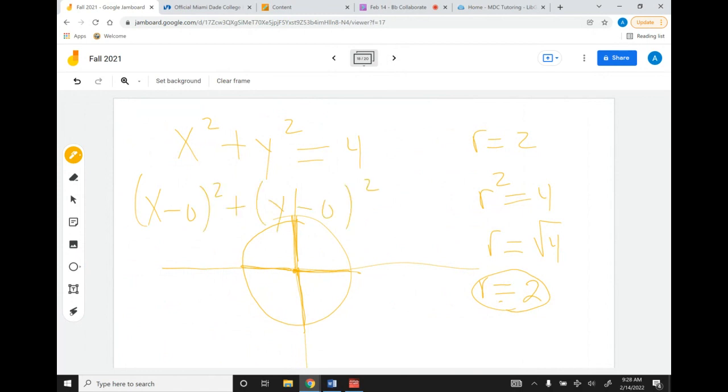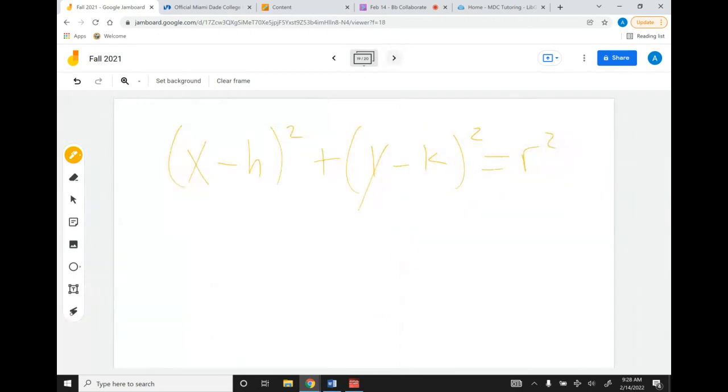Now, of course, I don't have to. Okay, here's the center right there, and the radius is 2. But unfortunately, not all circles are centered at the origin. Now, in this case, you might be wondering what is h and k. Well, the center is h and k. Okay?